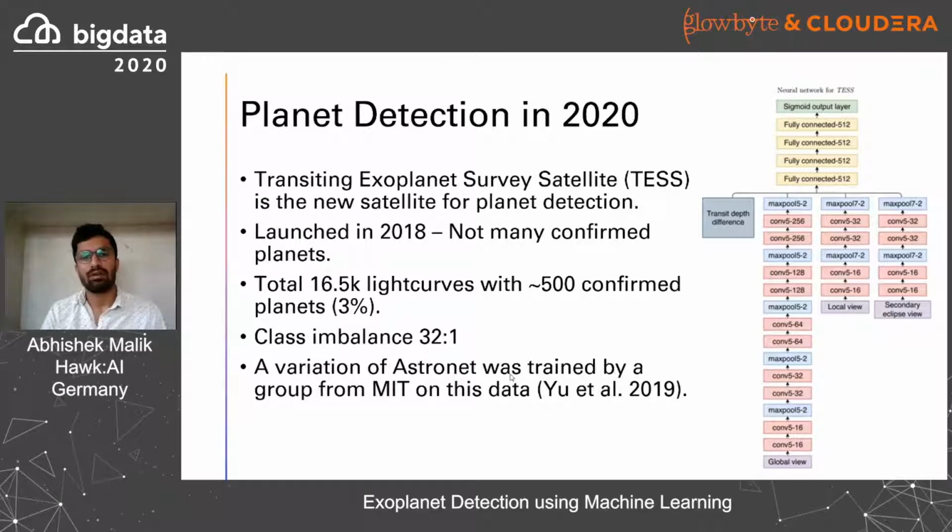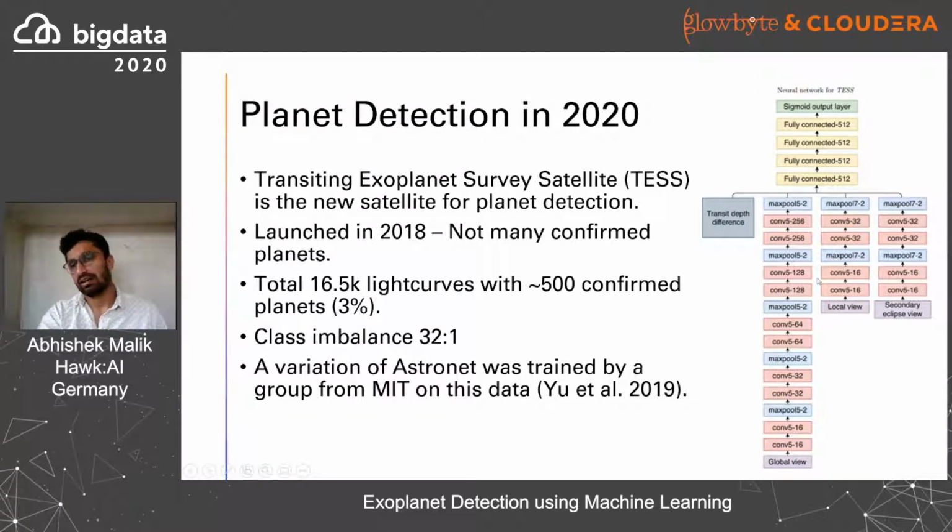Now, let's take a moment and talk about how we do planet detection currently in 2020. We have a new satellite called TESS, launched in 2018. Because it's a new satellite, we don't have many confirmed cases. When we train a model on this, we only had 16,000 curves and only 500 confirmed cases in those curves, which is about 3% planets in the entire data set, and that is a class imbalance of 32 to 1. That means for every planet present, there are 32 non-planets in the data set.